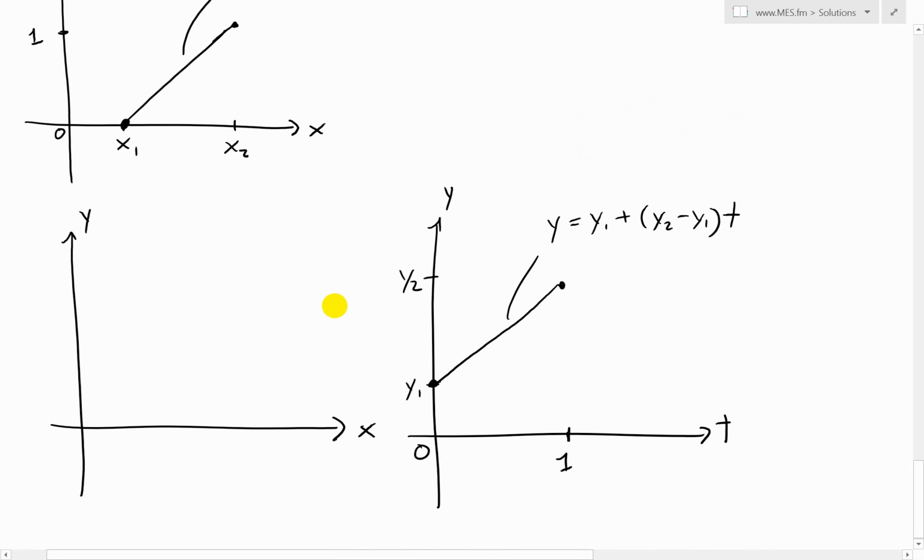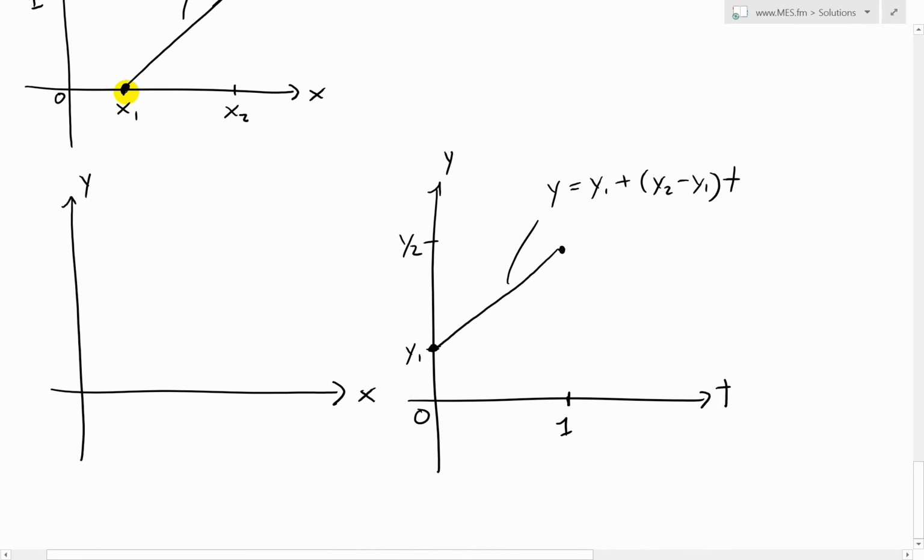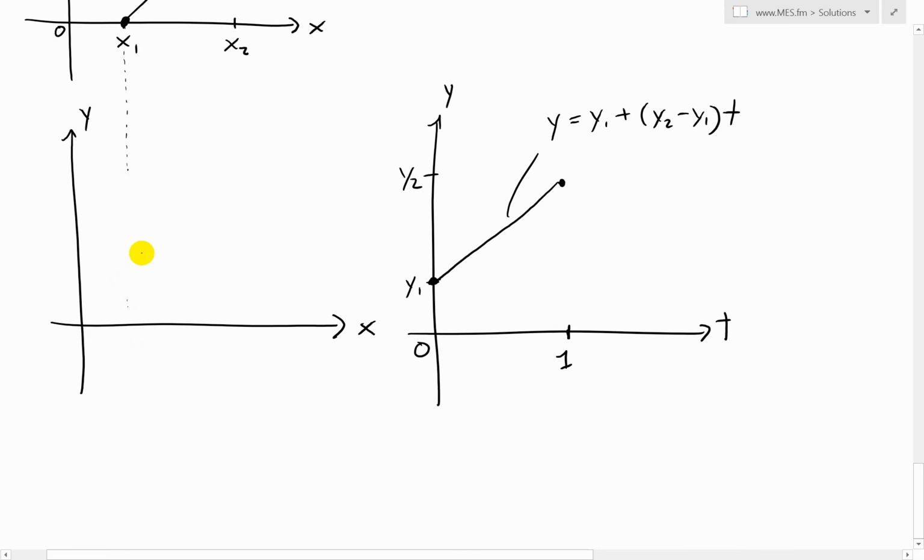So now, like I've done before, let's align this down. We could align this visually as well to show you what it means. So x1 goes all the way here, x1. And then y1 goes all the way across, like that.